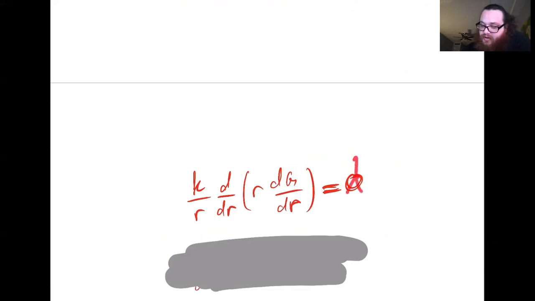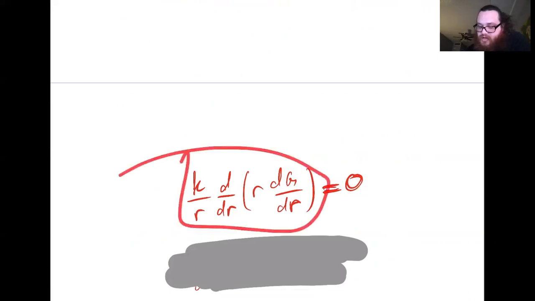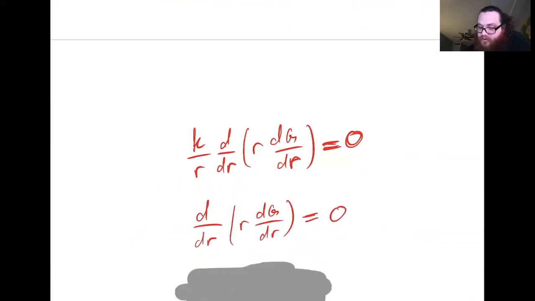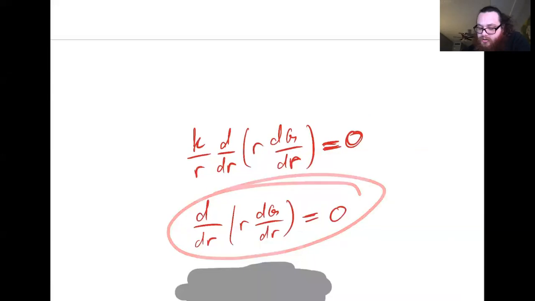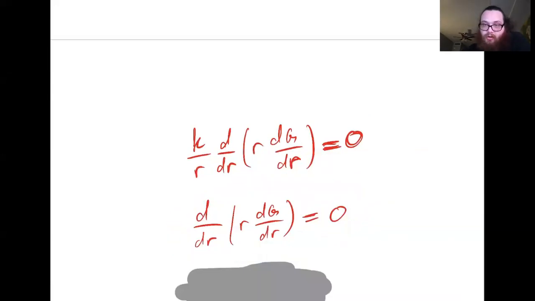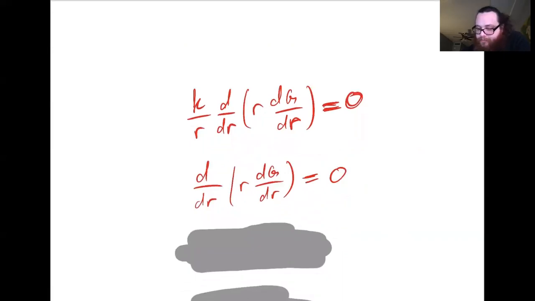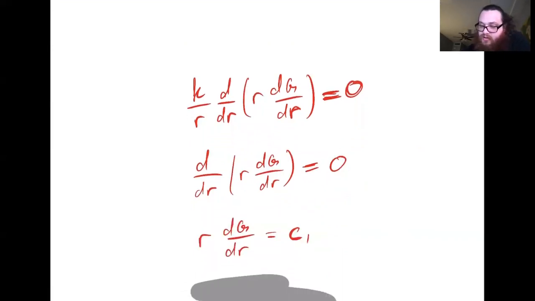Technically, this was the lambda, which was n squared. So if n is equal to 0, then we have this piece right here equal to 0. Multiply through by this to get rid of it. We're left with d/dr of r dG/dr is equal to 0. Okay. Integrate once in r, you're going to get that. So integrate dr, integrate dr. You're going to get r dG/dr is equal to some constant right there.